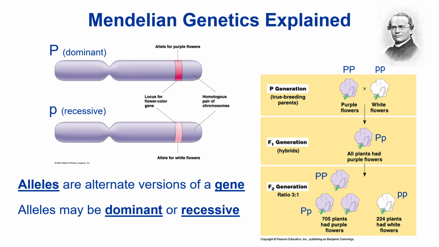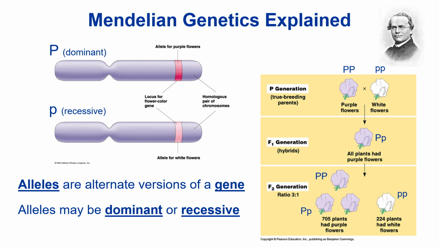Phenotype refers to what the outward appearance of the organism is, or sometimes the behavior of the organism. So is it purple or is it white? We're talking about phenotype there. Genotype refers to what alleles we have. Do we have big P, big P? Do we have little p, or do we have big P, little p?